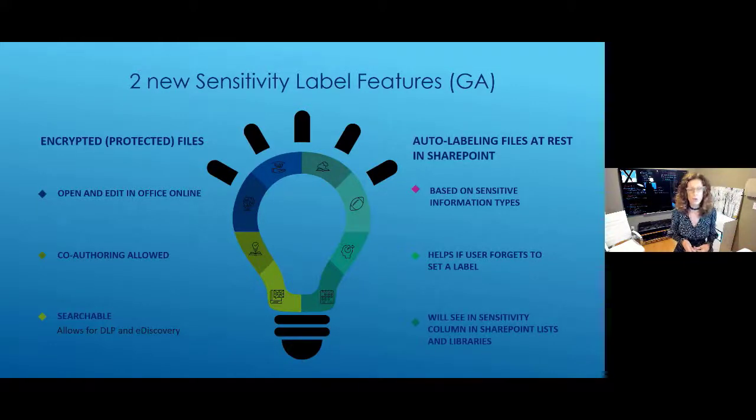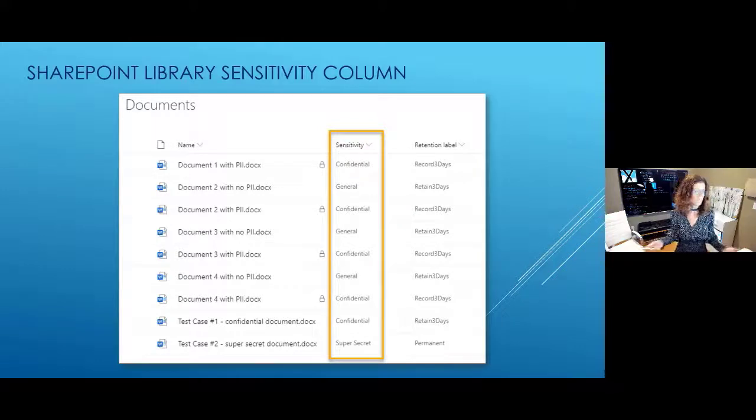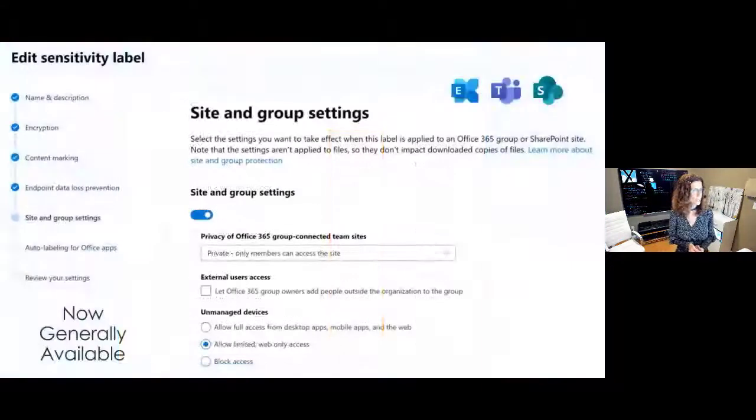And I talked about auto labeling those files at rest in SharePoint. So you're not relying on end users remembering to label something. If you have this capability, it can go back and auto label them for you. And you're going to start seeing this sensitivity column in SharePoint lists and libraries, and you can sort on it, filter on it. It's just like a regular column in SharePoint. You can search on it.